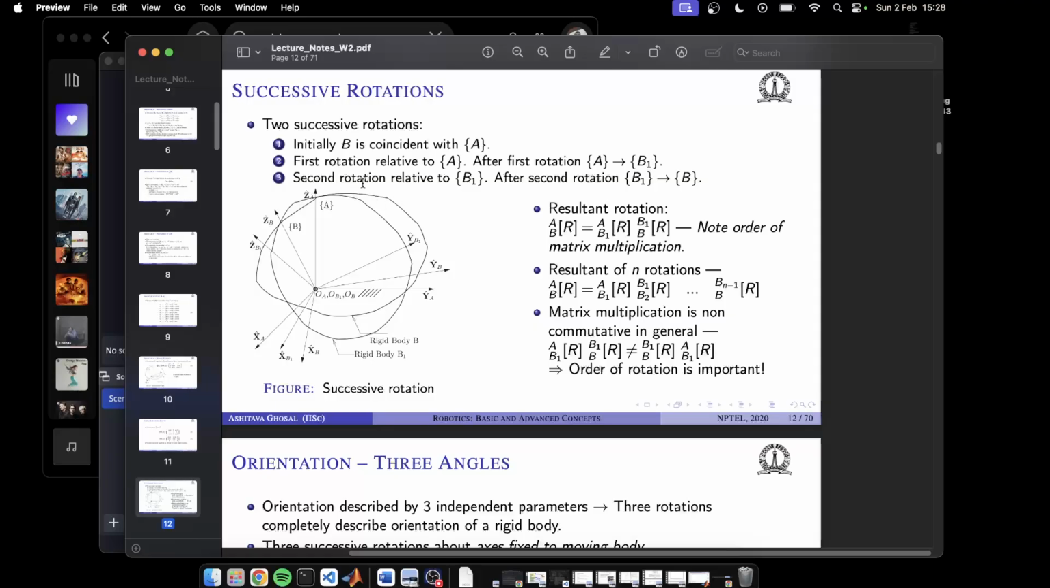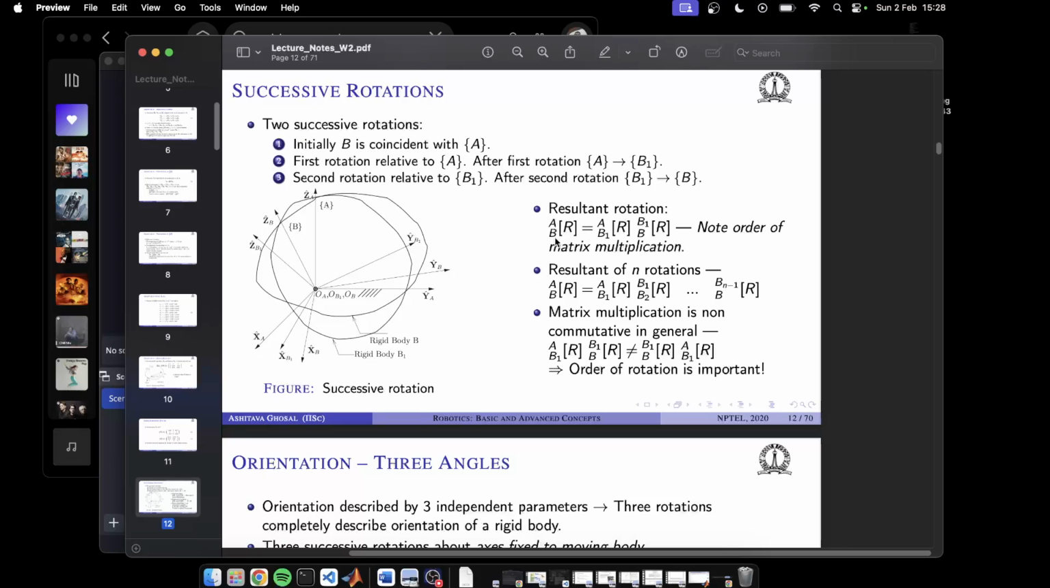Now, the second rotation is relative to frame B1, which means that we are rotating the second time about any one of the axes of frame B1, be it X, Y, Z, but they are not the axes of frame A, they are axes of frame B1, right? And after that rotation, we arrive at frame B. Now, what we want to achieve is that we should be able to describe this succession of rotations in one single rotation matrix, right? And that is called the resultant rotation.